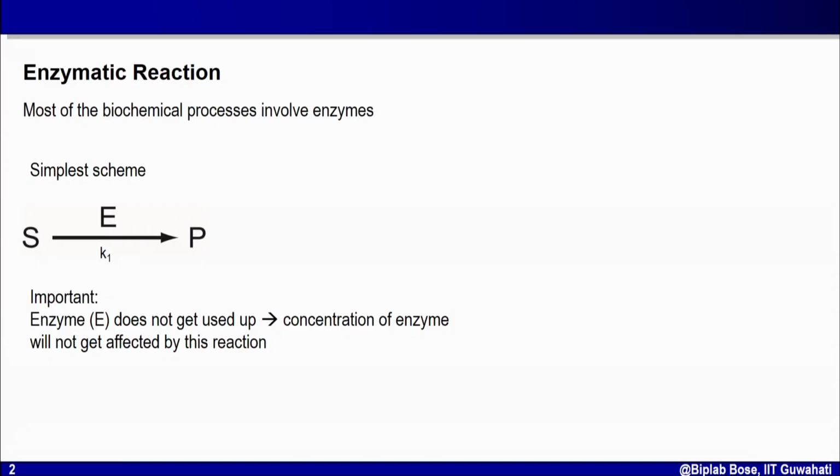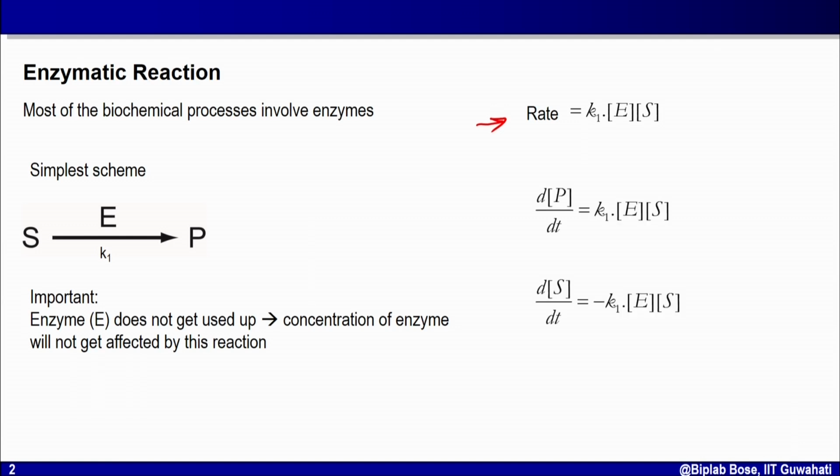Now if we keep that in mind, and if we do not look into any mechanistic aspect of how this particular enzymatic reaction is happening, then I can simply write an ODE which will be very simple, following the law of mass action. Eventually the rate of the process is equal to K1 into E, the enzyme concentration, and the concentration of the substrate S. Now remember, using this rate I can formulate the ODEs. The rate of change of product concentration dP/dt is equal to K1 into E into S.